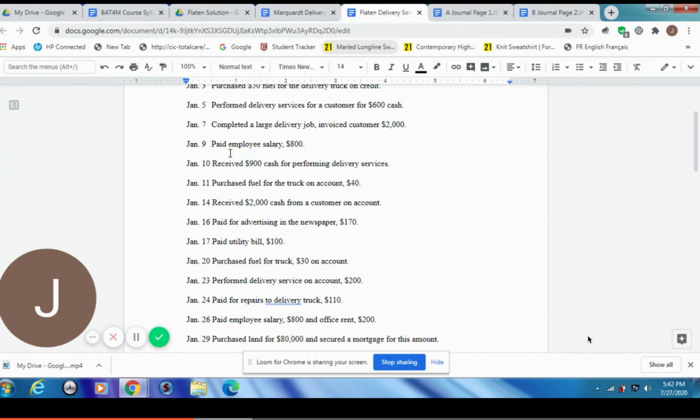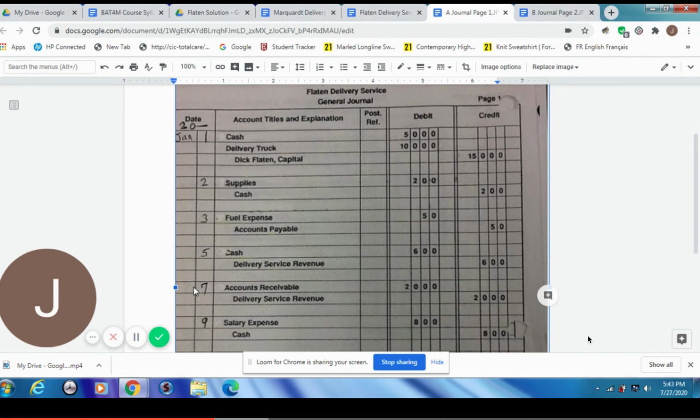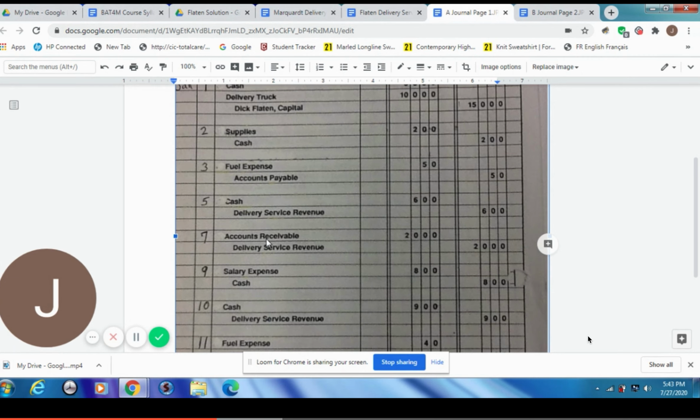Then we'll go back to our transactions, and the next date is the 7th, and this also is a sale. It says that we completed a large delivery job, and we invoiced the customer for $2,000. So we sold our services here, but we did not receive cash. Instead, we are sending an invoice to the customer for $2,000, and that's to tell them that they will owe us that amount. All right, so this is a credit sale, not a cash sale. So let's go to our journal page, and we'll put the date in, the 7th. And we will debit accounts receivable $2,000, and we will credit delivery service revenue $2,000. So the previous transaction was a cash sale. This one is a credit sale.